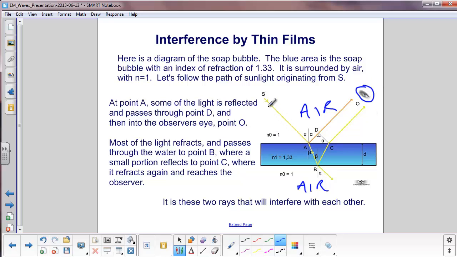So what we have is some light bounces off the front surface, partially reflected, and comes over here so the observer can see it. Most of the light goes through the surface. You refract over here because you have a different index of refraction. It then partially reflects off this back surface, comes up, refracts one more time, and reaches the observer's eyes. It's these two rays here, the partially reflected light from the front surface and the partially reflected light from the second surface that will interfere with each other.